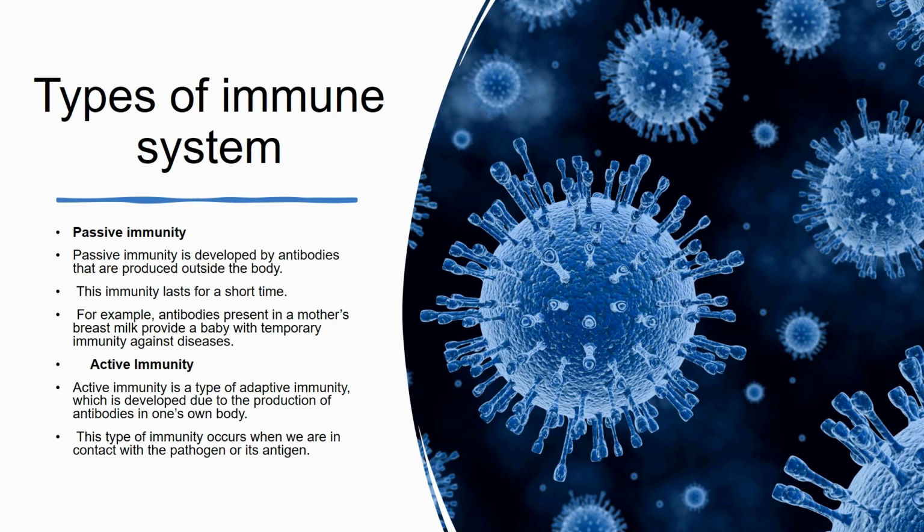Passive immunity. Passive immunity is developed by antibodies that are produced outside the body. This immunity lasts for a short time. For example, antibodies present in a mother's breast milk provide a baby with temporary immunity against diseases.